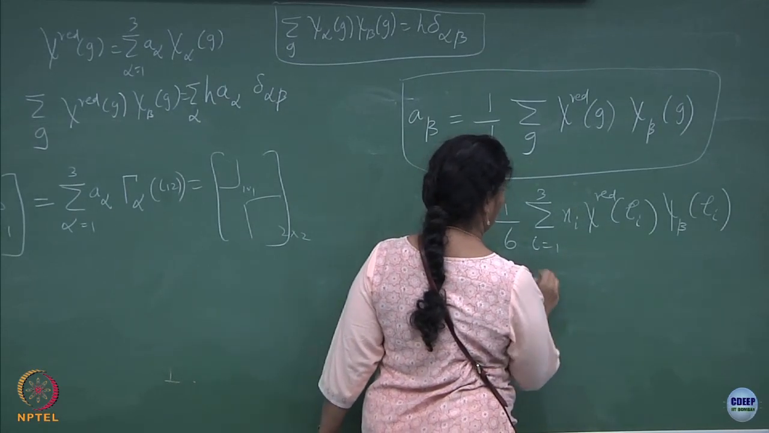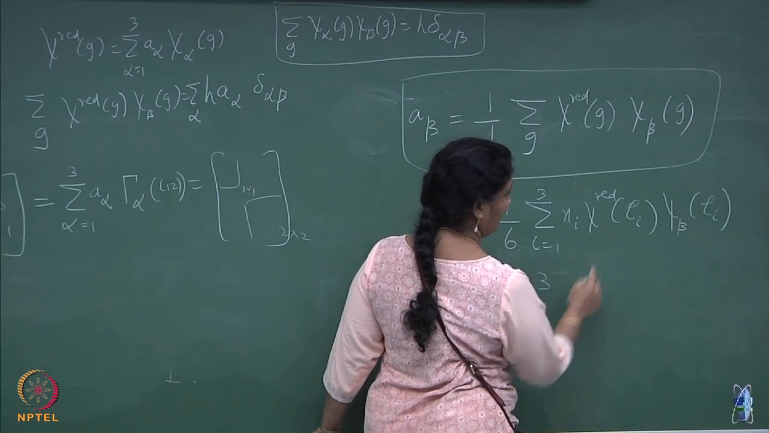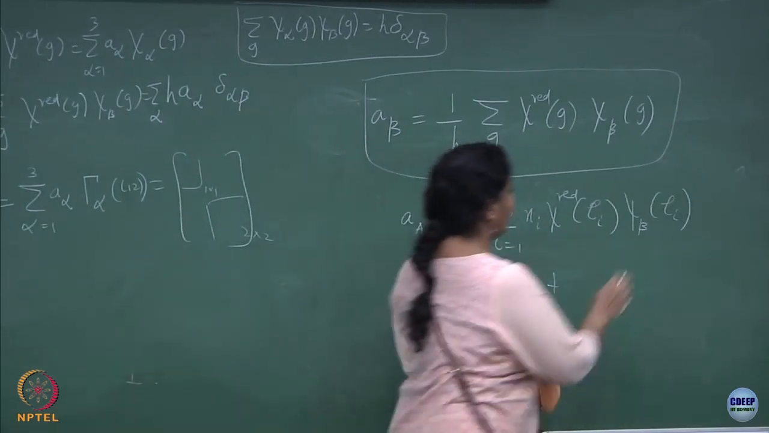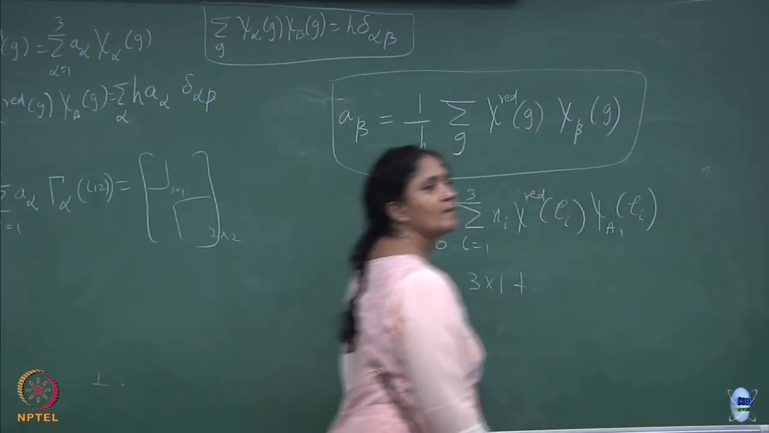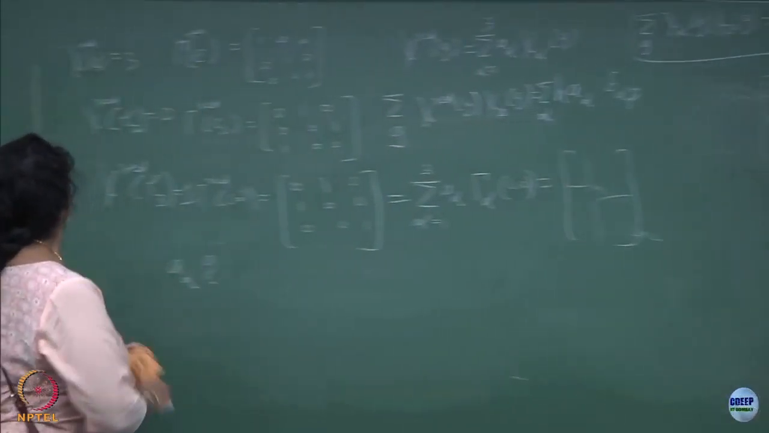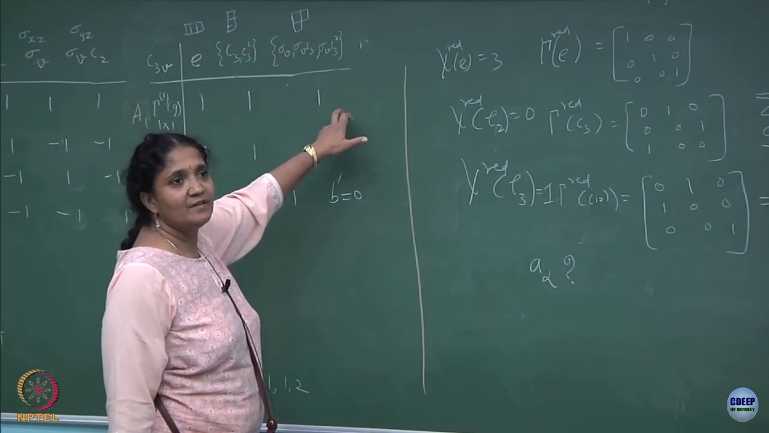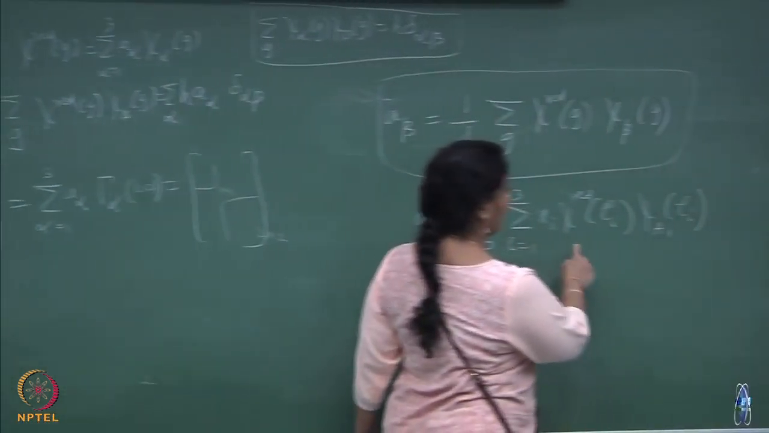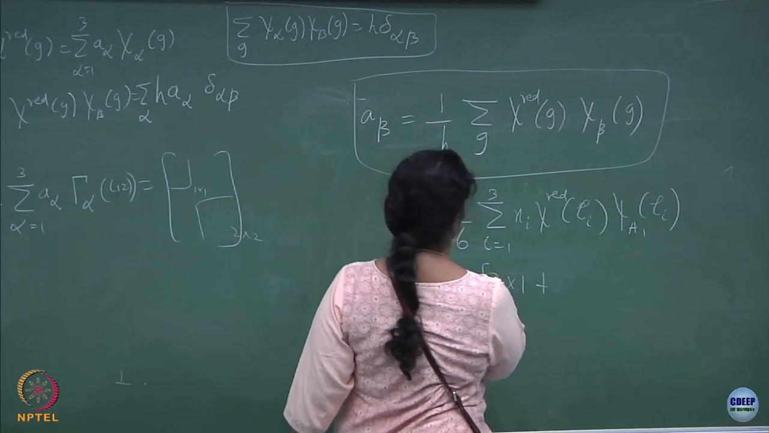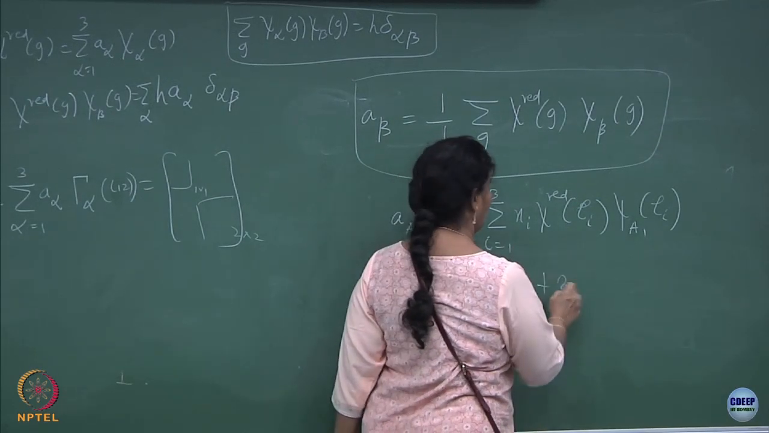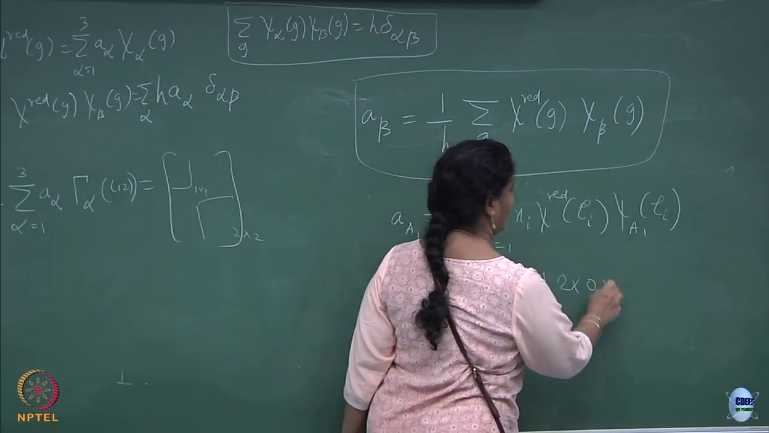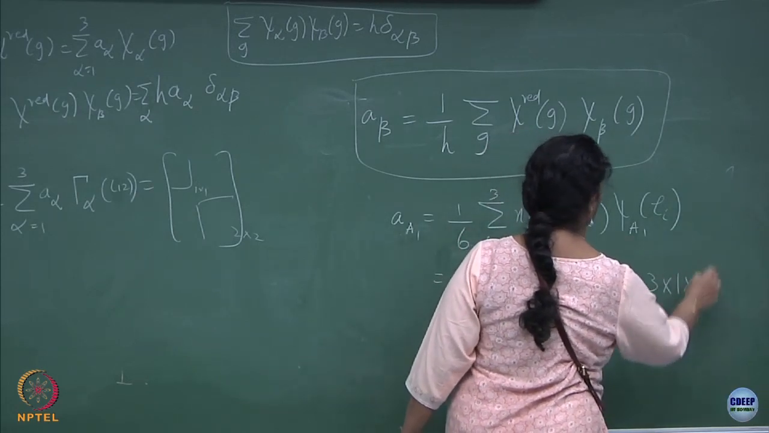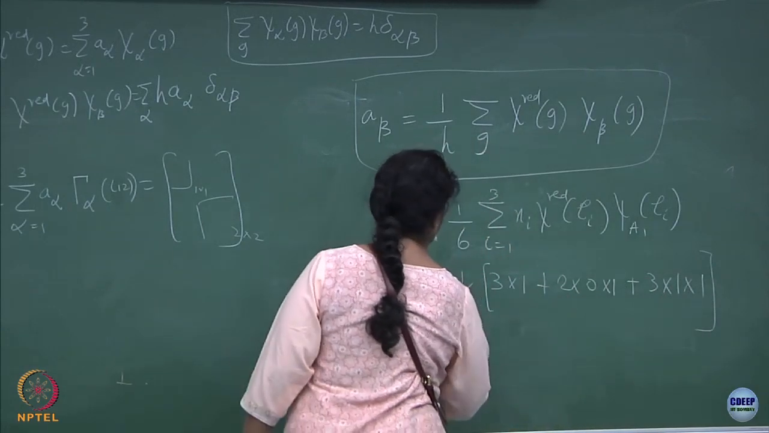That is 3 into 1. Beta is taken to be the A 1, okay. So, then I have to replace beta by A 1, character for the irrep A 1. A 1 is the unit representation or a trivial representation. Then the second one is 0, 2 into 0 into 1 plus 3 into 1 into 1. That gives 1.